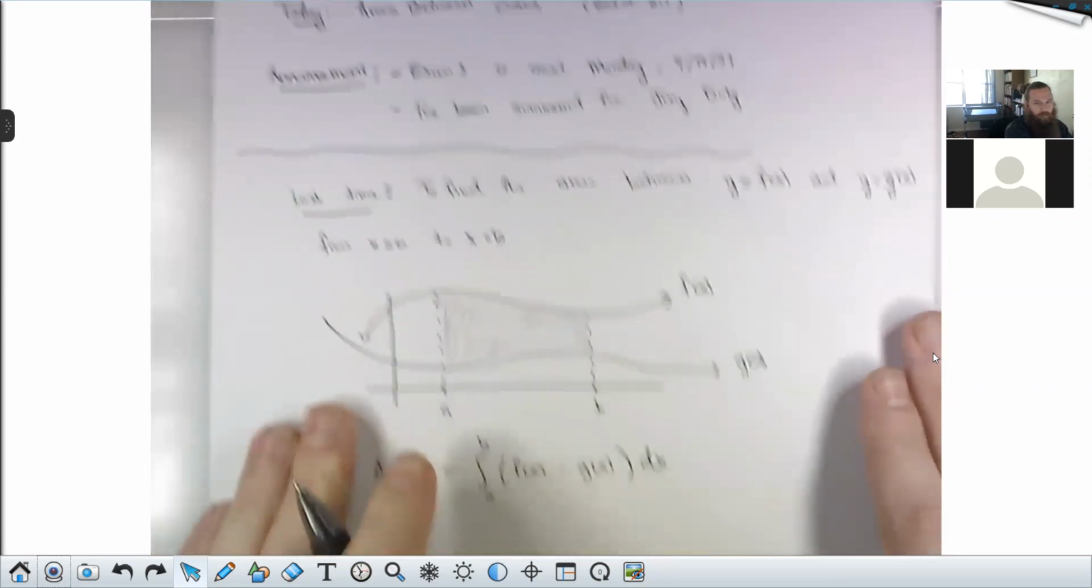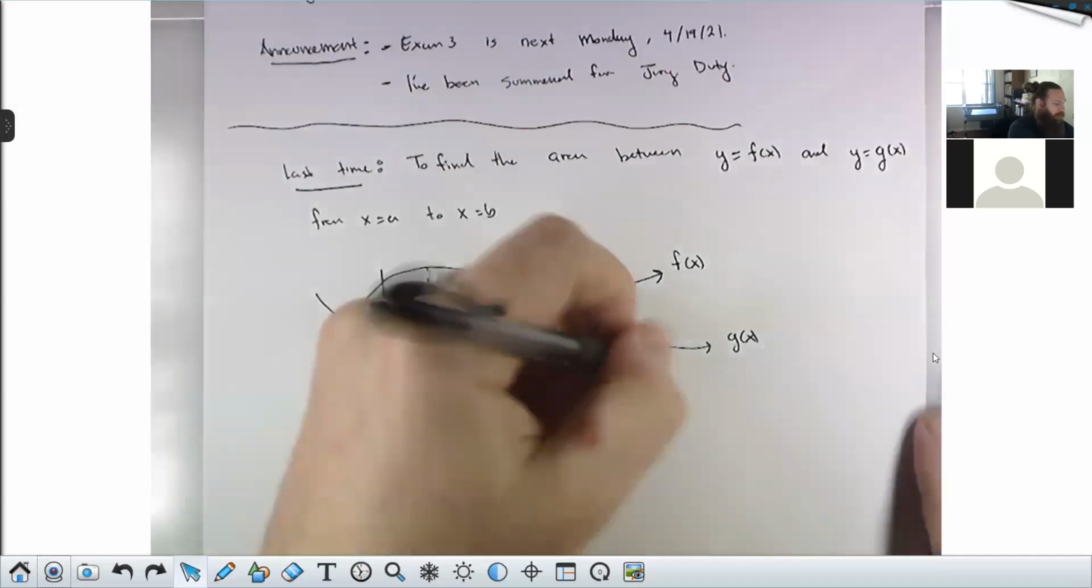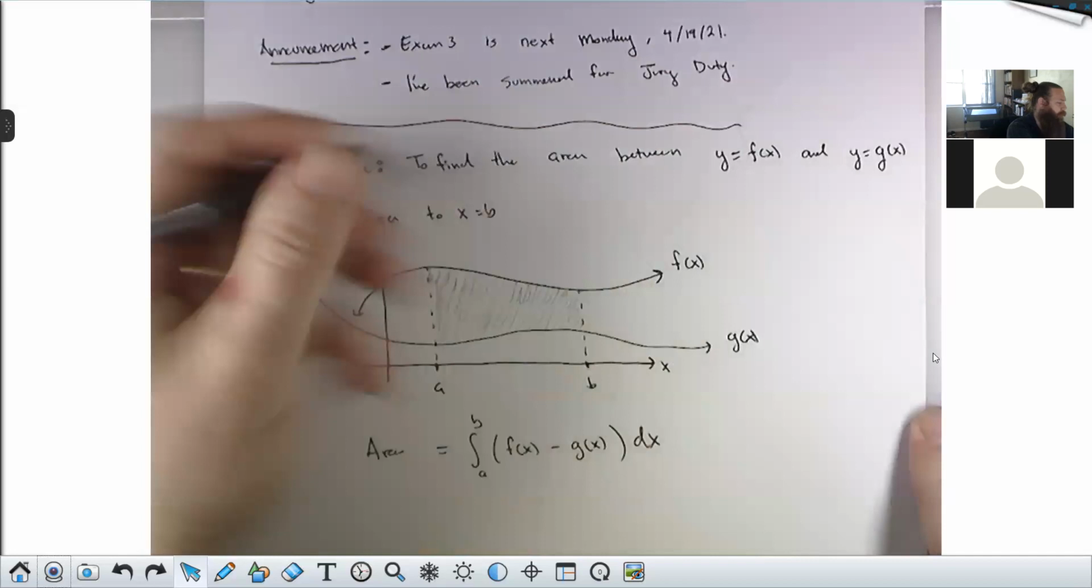And we saw an example with sine and cosine where they swap places, right? You had to switch which one was upper and which one was lower by finding the points of intersection, and then doing separate integrals, right? Doing one integral where cosine was above sine, and then a separate integral where sine was above cosine. But this is the basic picture.